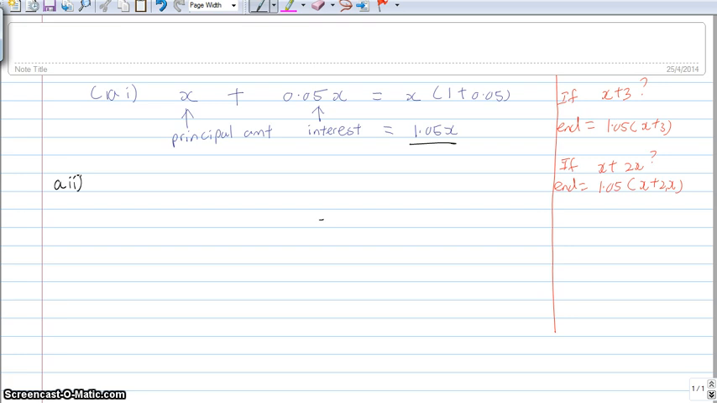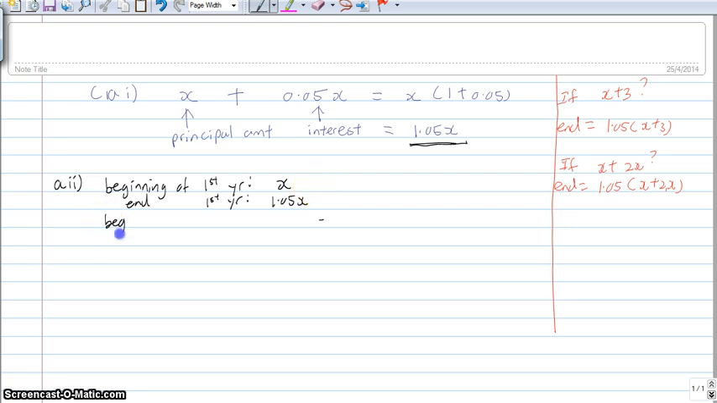Part 2 wants you to show that at the end of n years, he will have a total of 21 times 1.05 to the power n minus 1, x, in his account. So let's do it slowly. Understand the question. At the beginning of the first year, the amount that he will have will be x because he invests x dollars. And at the end of the first year, which is the answer we found, 1.05x.